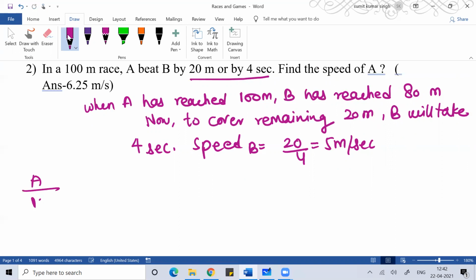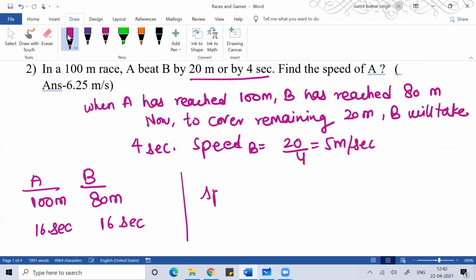when A has covered 100 meters, at that time B has covered 80 meters. The time B has taken to cover 80 meters would be 16 seconds, because B is running at 5 meters per second. So in the same 16 seconds A has covered 100 meters, because in 16 seconds B has reached 80 meters and in the same time A has reached 100 meters.